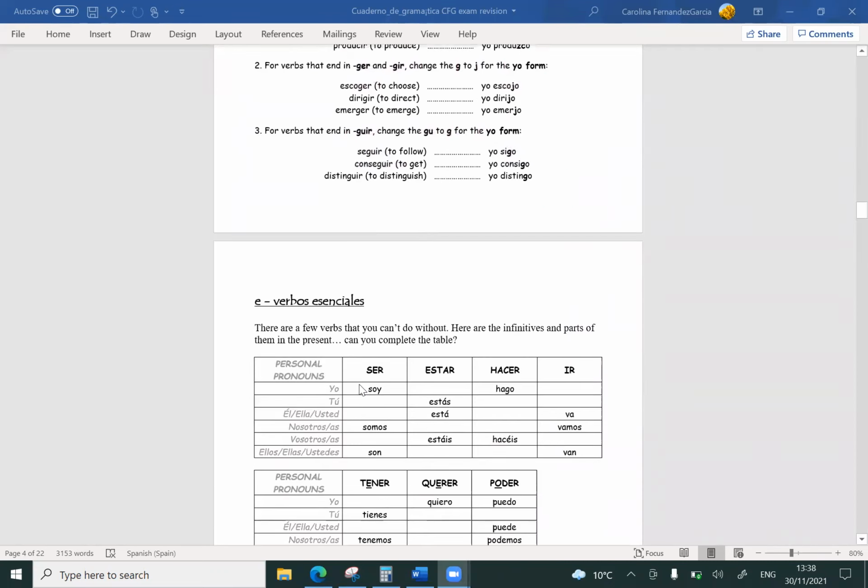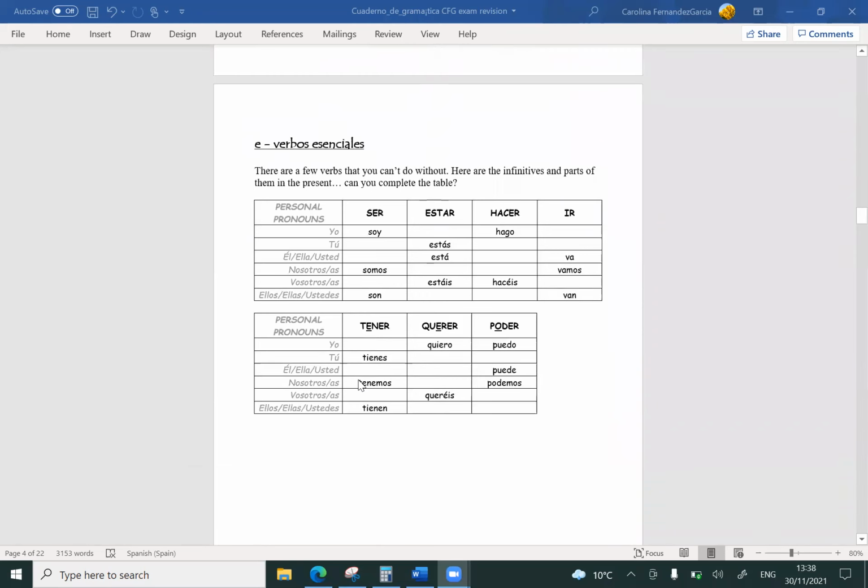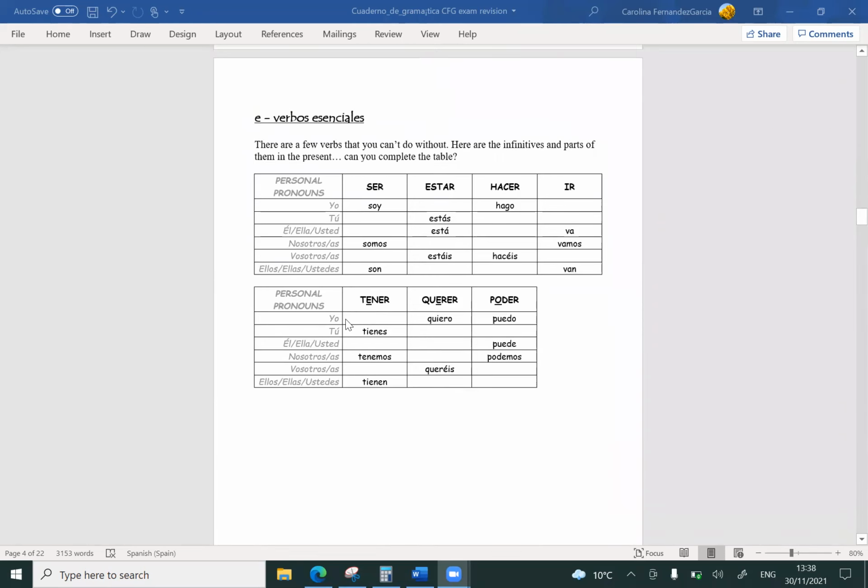Bien, now let's continue. We are almost finishing the present tense. It's a long one, the present tense, because it's full of exceptions. We're going to cover now the essential verbs, those verbs that you can't survive without. They are very, very important. And you can see they have a few blanks here. So I'm going to fill in these blanks with you, and I'm going to tell you what's special about those verbs.